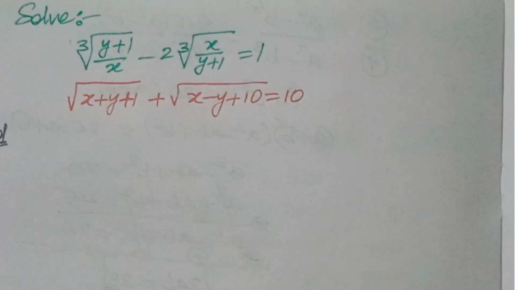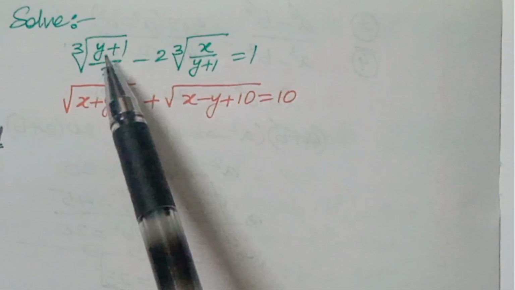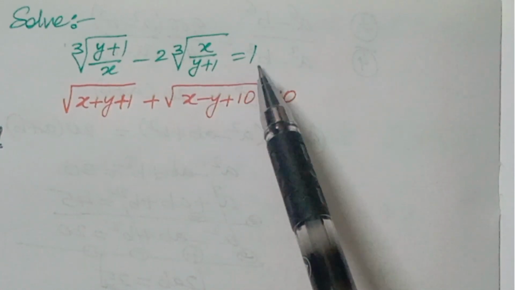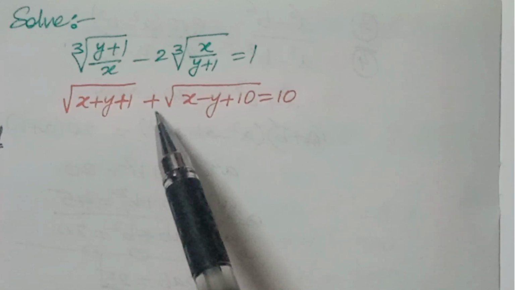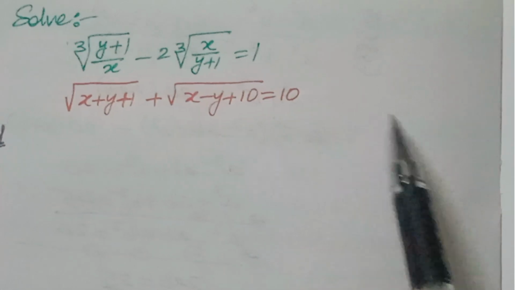We will be looking at a math Olympiad problem. The question is: solve the cube root of (y+1)/x minus 2 times the cube root of x/(y+1) equals 1, and the square root of (x+y+1) plus the square root of (x-y+10) equals 10.